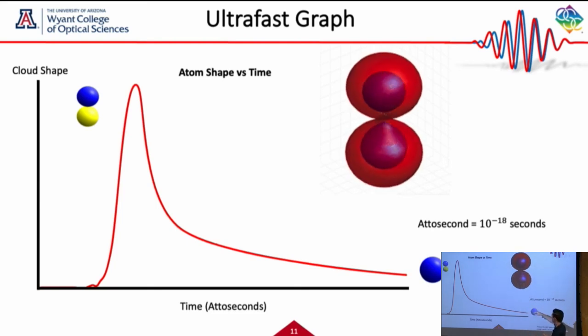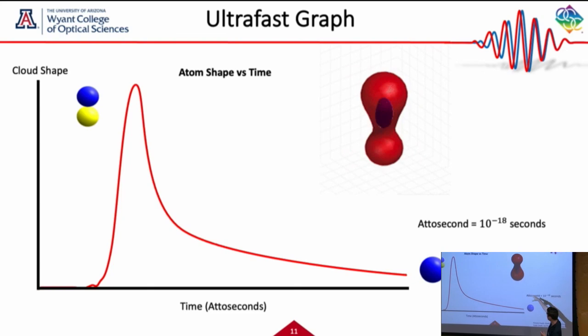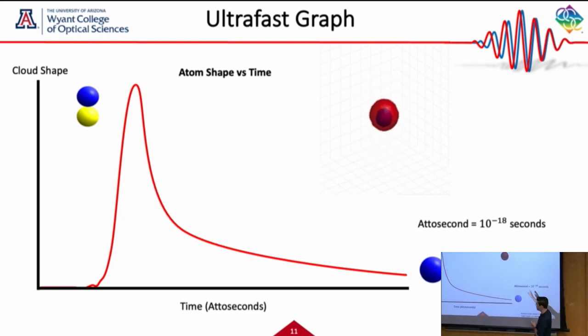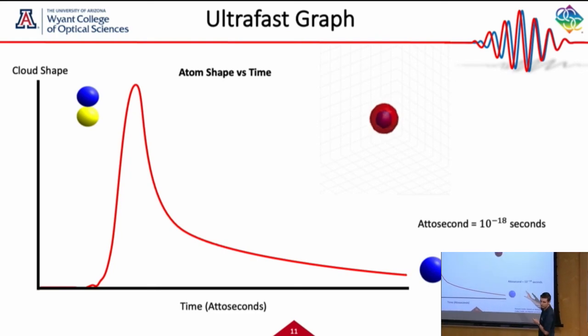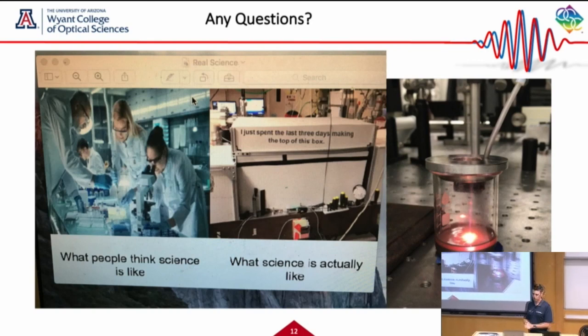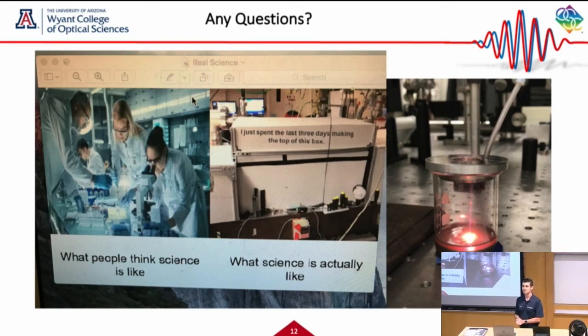And this whole process of it going from peanut to ball looks like this. And this all happens in about one to a few hundreds of attoseconds. So really, really quickly. That is ultrafast optics in a nutshell. Thank you very much.